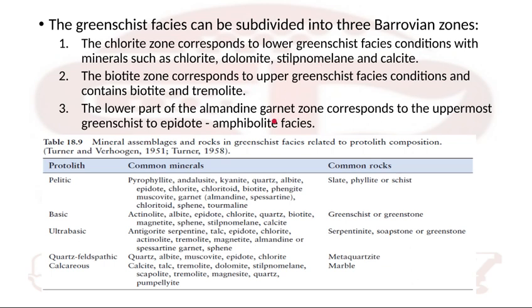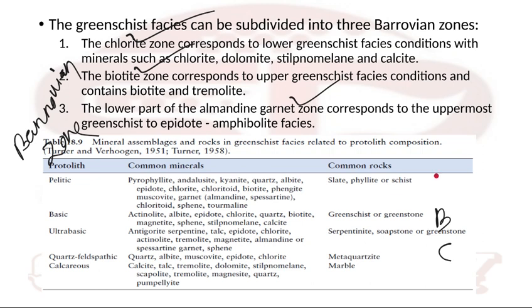So greenschist facies can be subdivided into the chlorite zone, biotite zone, and lower part of almandine garnet zone. This basically corresponds to the Barrovian zone. Barrovian zone is chlorite, biotite, garnet, staurolite, kyanite, sillimanite, CBGSKS. Okay, so this is the Barrovian zone.